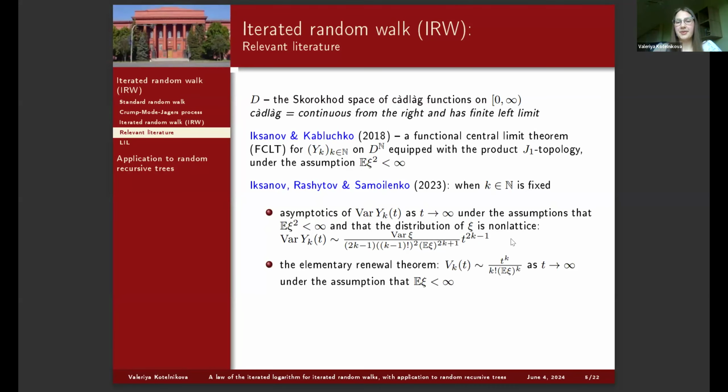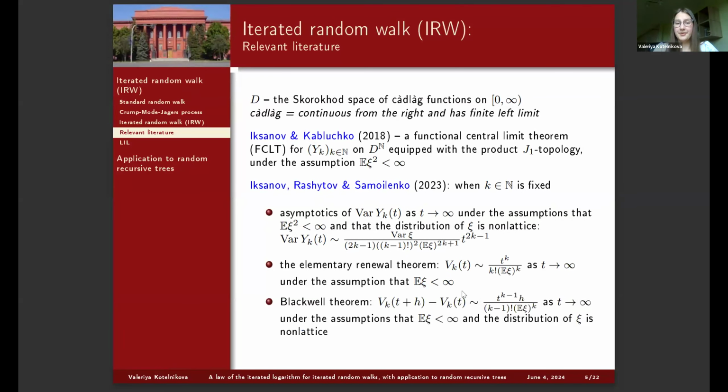Another result, which was important for us, is an analog of the elementary renewal theorem. So they have found the asymptotic behavior of function vk at infinity, under the sole assumption that the mean of psi is finite. And the third result I want to mention is the counterpart of Blackwell's theorem. So they have found an asymptotic behavior of the difference of vk at t plus h and vk at t for arbitrary positive h, under assumptions you can see on the slide.